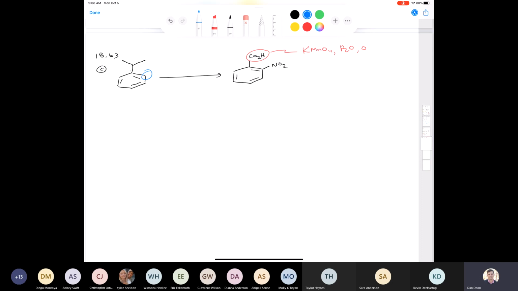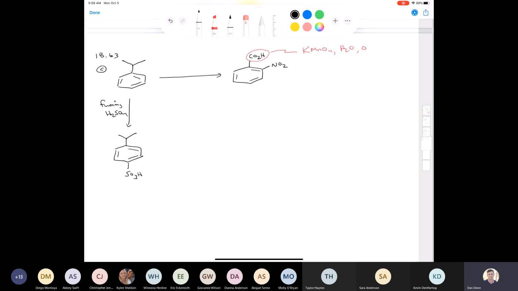Ah, there we go. So I have 3 students that are saying add a blocking group. Couldn't agree more. If you're wondering what these students are saying, well, if we were to treat this with fuming sulfuric acid, what are we going to get? We're going to end up putting a sulfonic acid para to that big old isopropyl group, right? We'll end up with a sulfonic acid here.